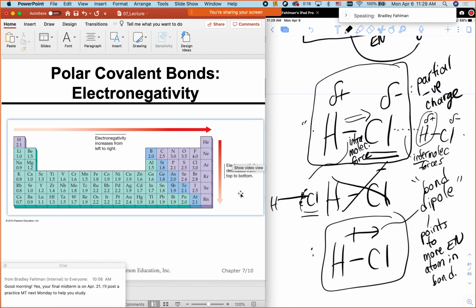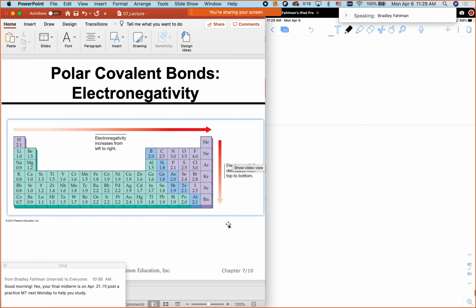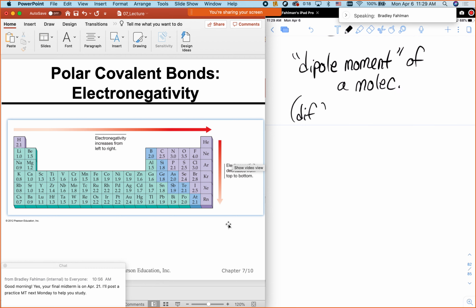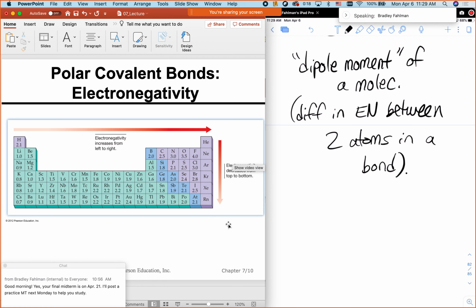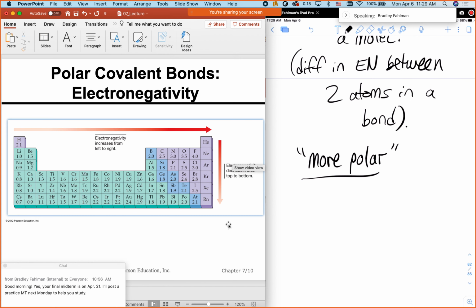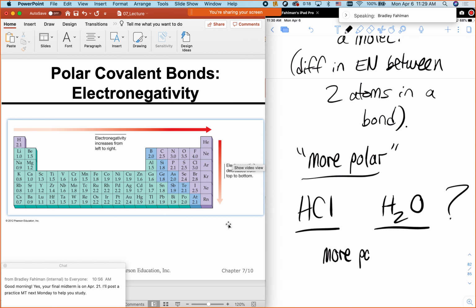All right, so you can calculate the dipole moment of a molecule. That just means the difference in electronegativity between the two atoms in a bond, and it's one way to distinguish whether something is more polar than the other. So let's look at these values, again something you won't have to memorize. This would be one way to say, is HCl more polar than, let's say, H2O? Which is more polar?